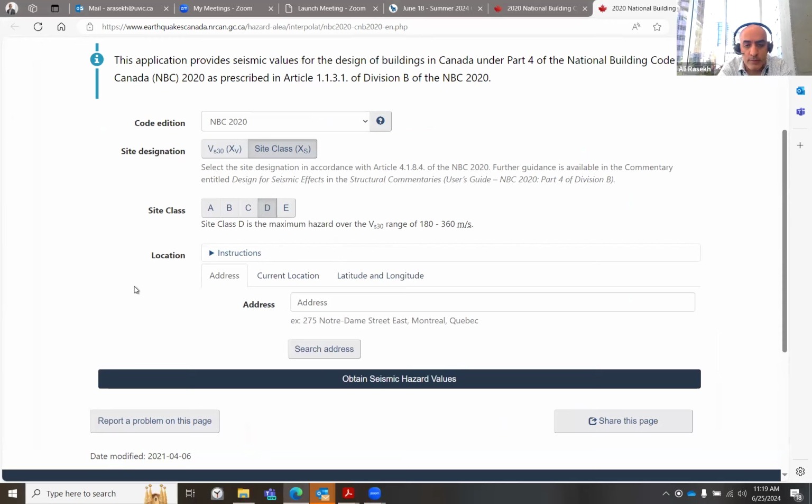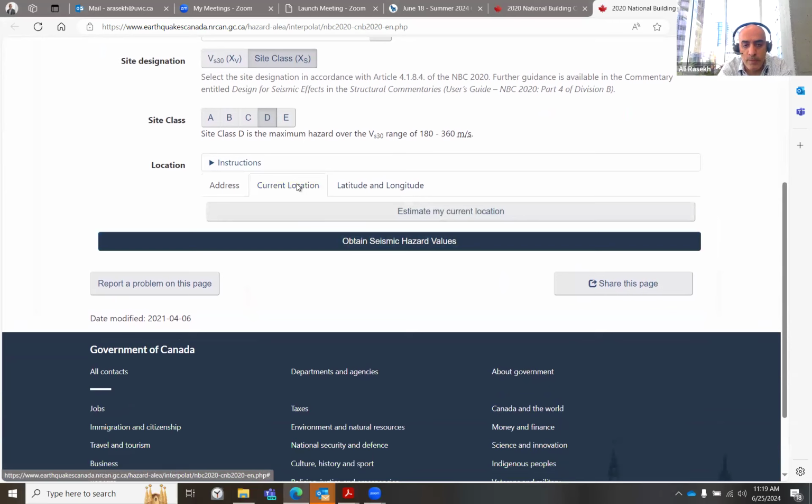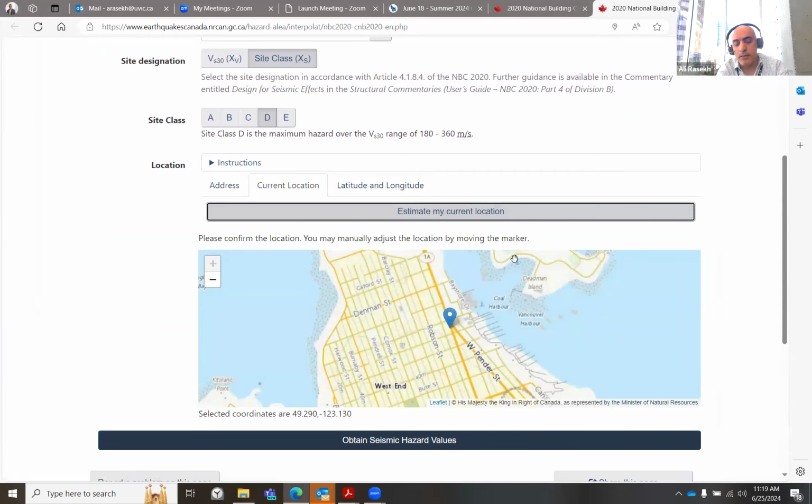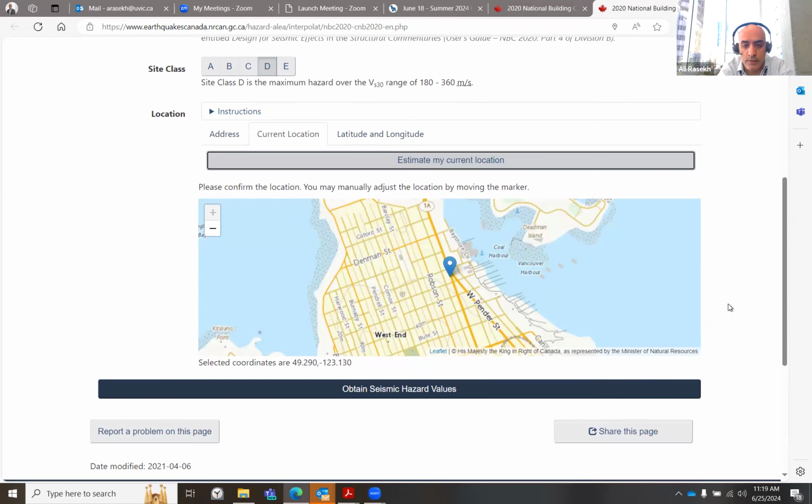Address, so how do we want to give the address? Say my current location. Estimate my current location. Yeah, so I'm in the HDR office on West Georgia Street in downtown Vancouver. It's showing the location almost exactly, that's where the HDR office is in Vancouver.